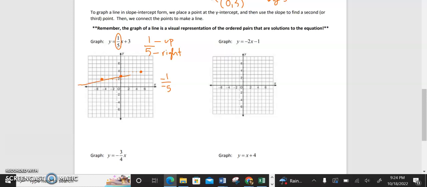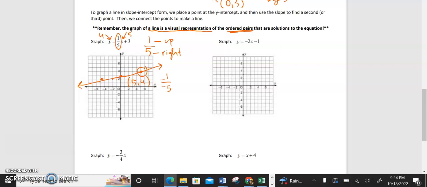We are going to draw a line through these points as if this were a continuous function. Okay, and again, remember, what is the graph of the line? It is a visual representation of the ordered pairs that are a solution to the equation. So if I pick this ordered pair here, this is the ordered pair (5, 4). If I substitute 5 in for x and 4 in for y, this should become true. And that's why it's a point on the line.